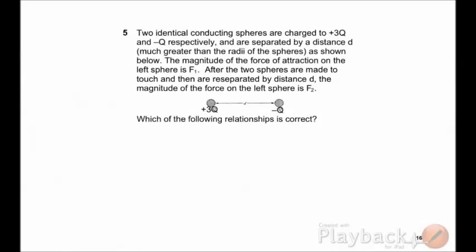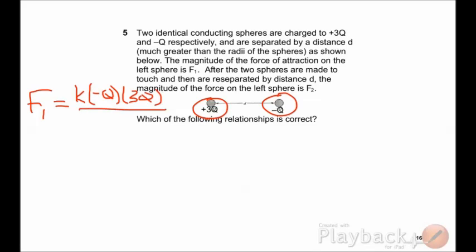Alright, two identical conducting spheres, one of 3q and one of negative q, are a distance d apart. The magnitude of the force of attraction is equal to F1. So F1 is equal to k times negative q times 3q over d squared, because they called it d. Now after the two spheres are made to touch, they are then reseparated to a distance d, and you want to know the force. So F1 is equal to 3kq squared over d squared.